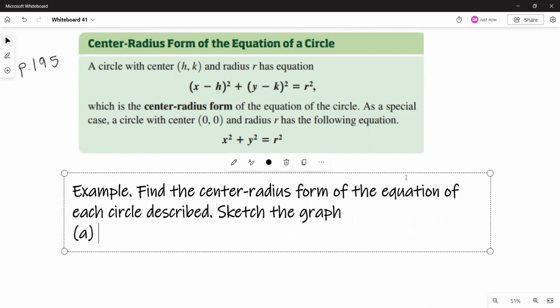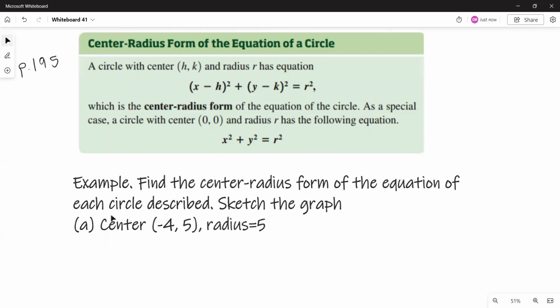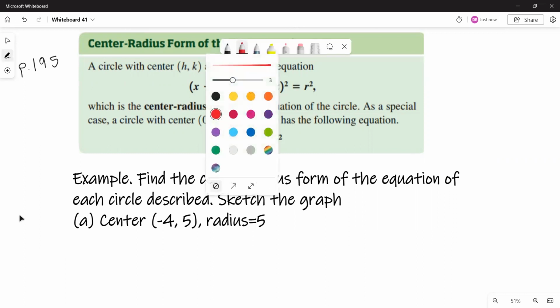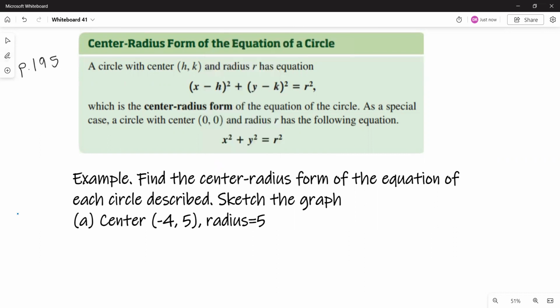The first circle has the following characteristics. It has center -4, 5 and radius equal to 5. So -4, 5 is going to be h, k, and the radius is r. So let's plug it in.